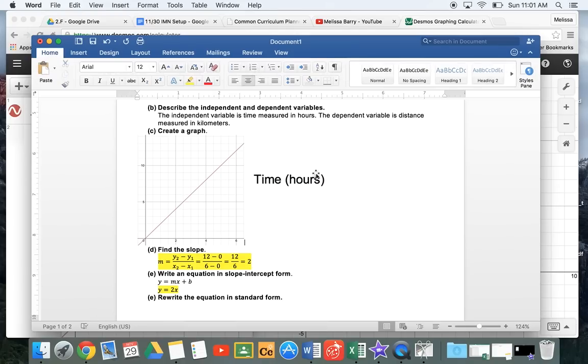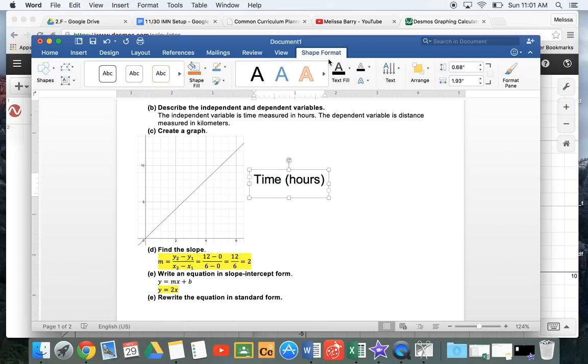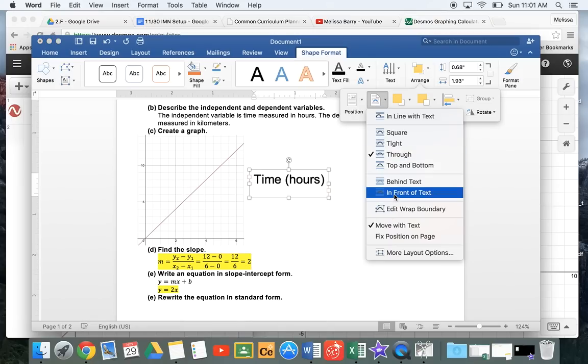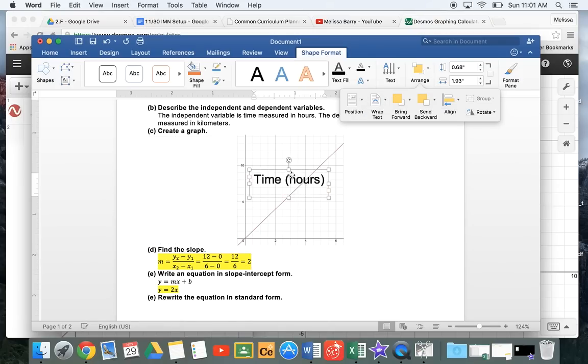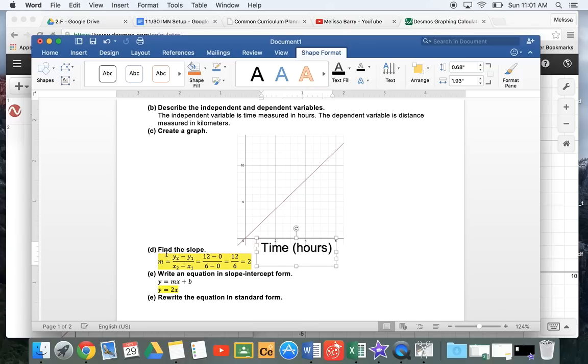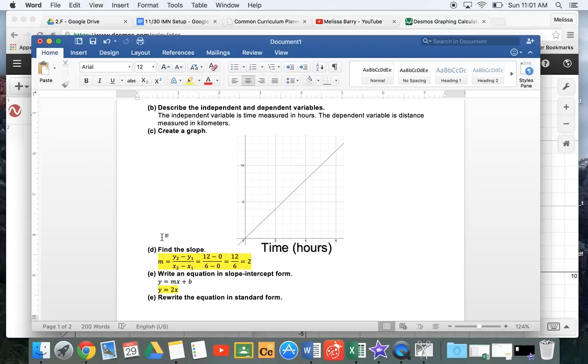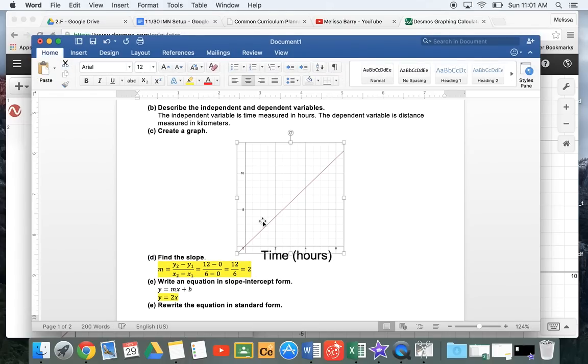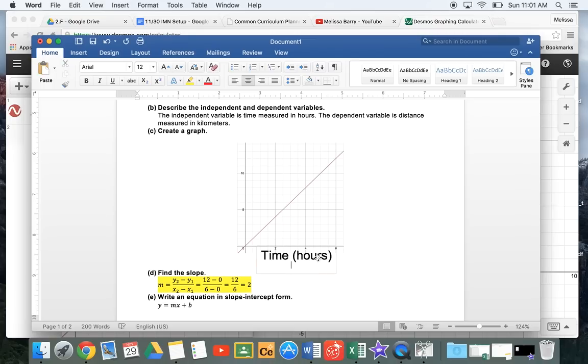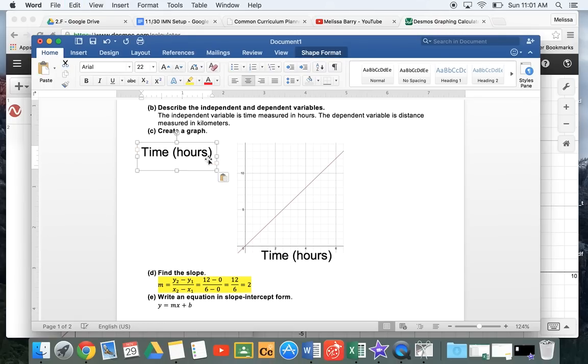And I can work on how to arrange it. We want to put it in front of text so I can kind of move it around freely. There's that. Let's go ahead and, there we go, drop that down. Okay, time in hours. We're going to copy this and change it to distance in kilometers.